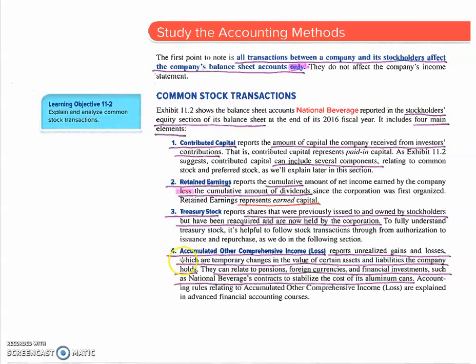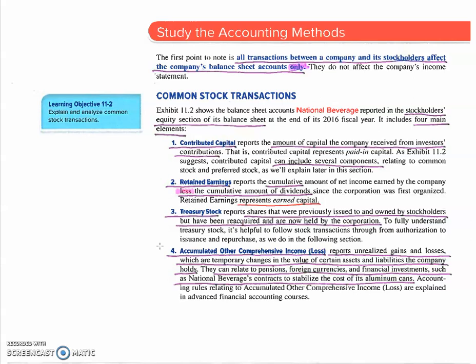Accumulated other comprehensive income or loss is the fourth category of elements that are in the owner's equity section. And it has to do with increases in the value of certain investments that have not yet been what we refer to in accounting as realized. So you see right here, unrealized gains and losses. Now, what realized means is gains or losses are realized when we have converted them to cash.